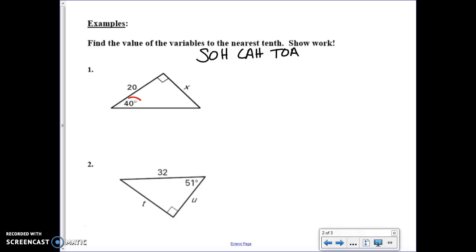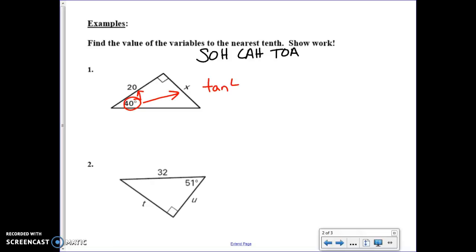So if we have our angle measure here, then I want to look and see what other values I have. So I notice I have the leg across or opposite, and then I have the leg adjacent. I don't have the hypotenuse. So if I look through, SO uses hypotenuse, CA uses hypotenuse, TOA does not. It uses opposite and adjacent. So that tells me I'm going to use tangent. And just like in our first lesson, we always put tangent of the angle.